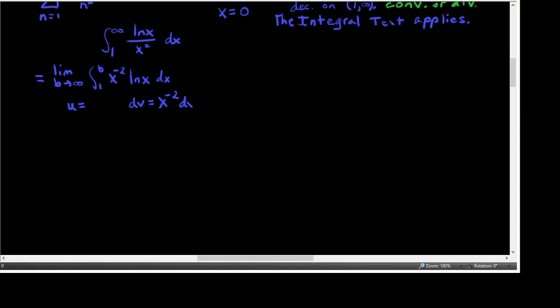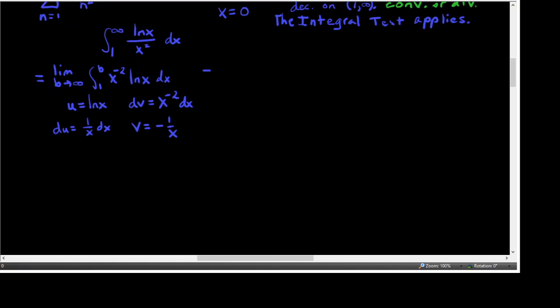Dx always goes with dv. So whatever's left is u, and that's ln of x. So then you find du. The derivative of ln of x is 1 over x dx, and du always has a dx associated with it. And v is the antiderivative of dv. So that's going to be x to the negative 1 over negative 1, aka negative 1 over x.